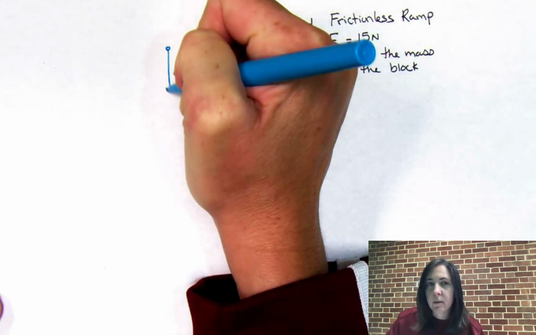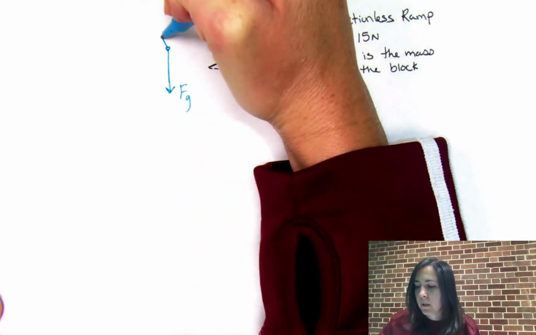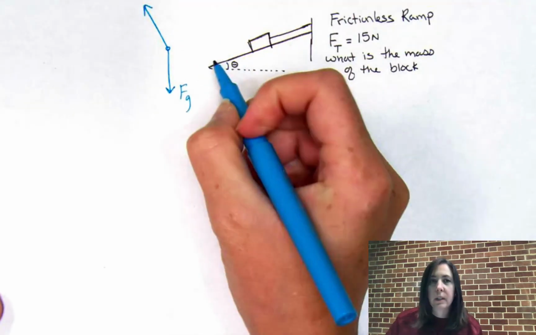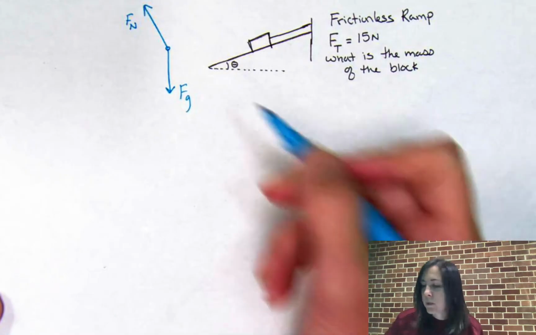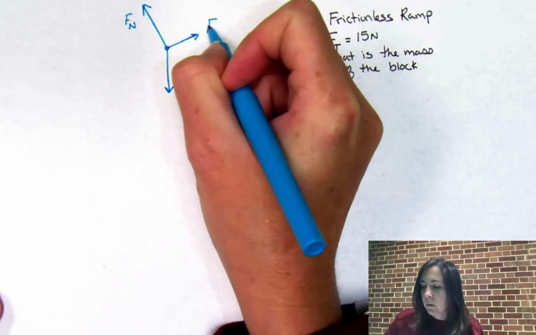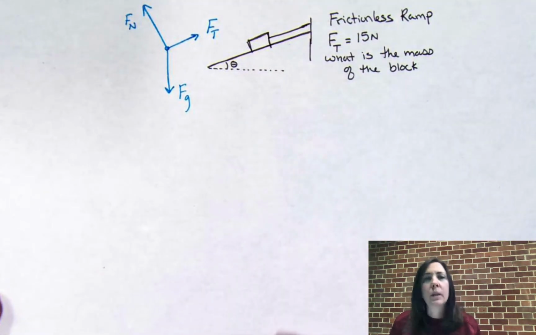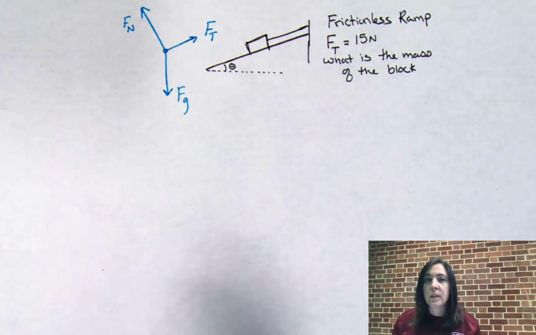The force of gravity goes straight down, and the normal force is going to go at an angle, perpendicular to the ramp. I'm just going to label it F sub n, normal force, and I get the force of tension that goes up the ramp this way. Okay, so there's a couple of things that we need to make sure we know before we move forward. This is a frictionless ramp, so we don't have to worry about friction.